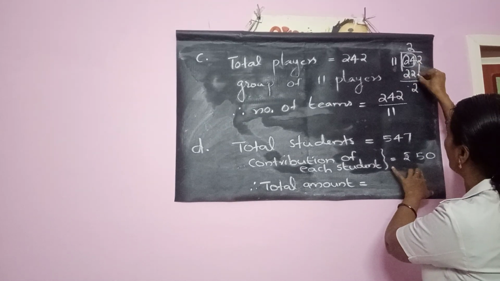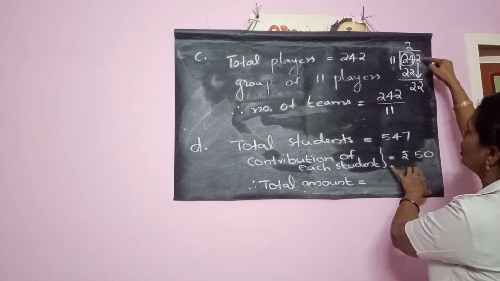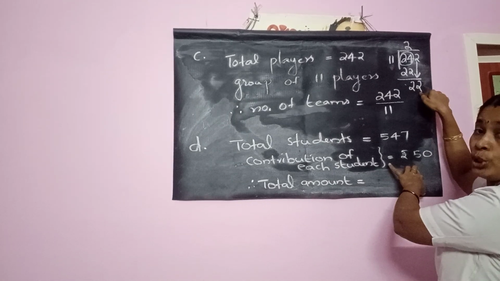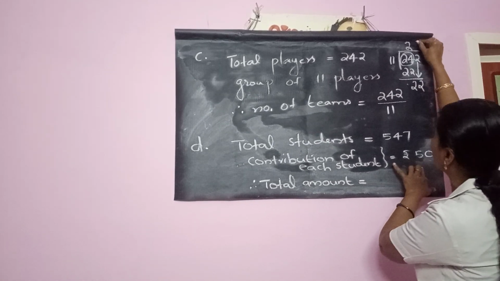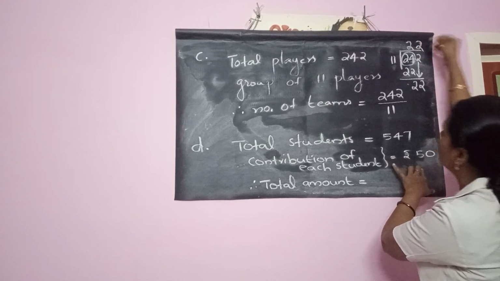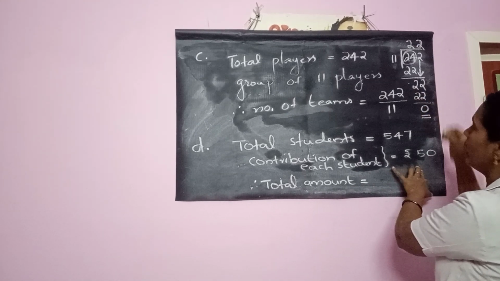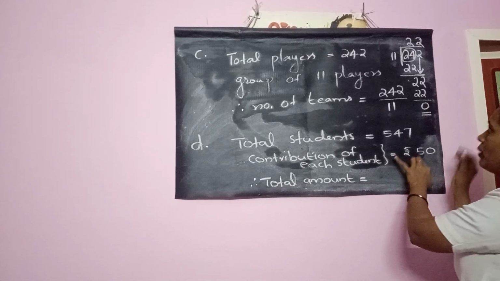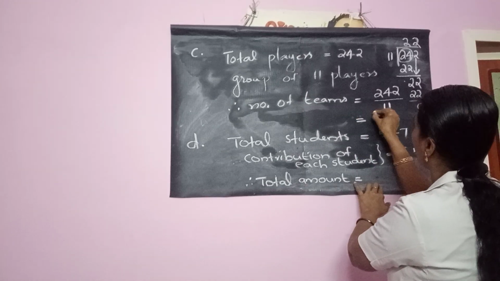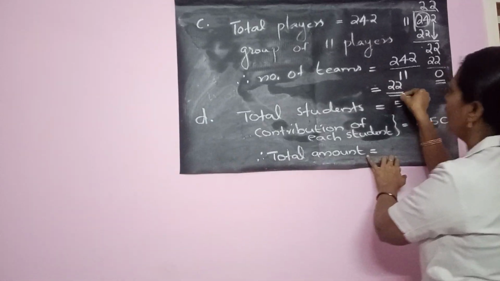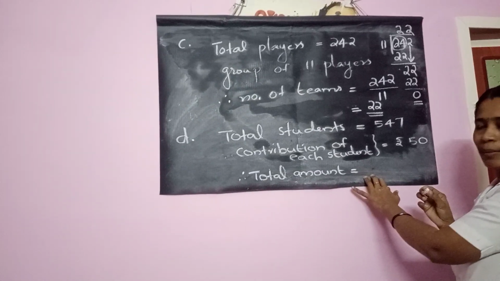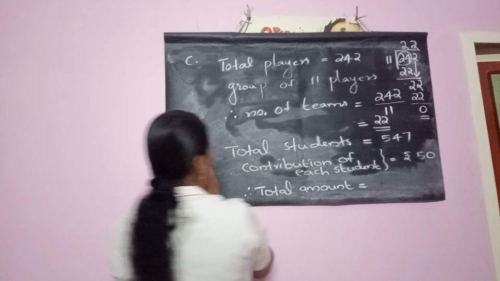Now bring down our last 2 down. So again the number becomes 22. So how many 11s are there? 2 11s are there. 22. Answer 0. Remainder is 0 now. So we can stop the process and our answer is 22. Clear? Next we are moving to question number D.